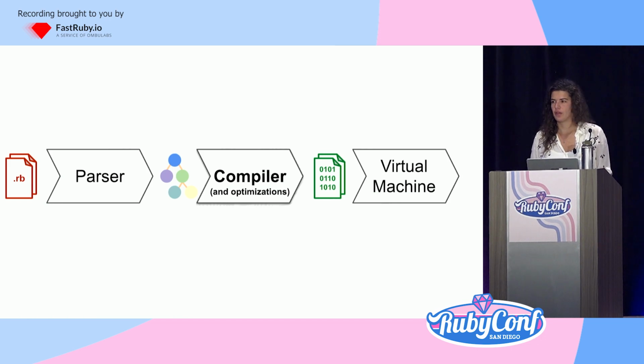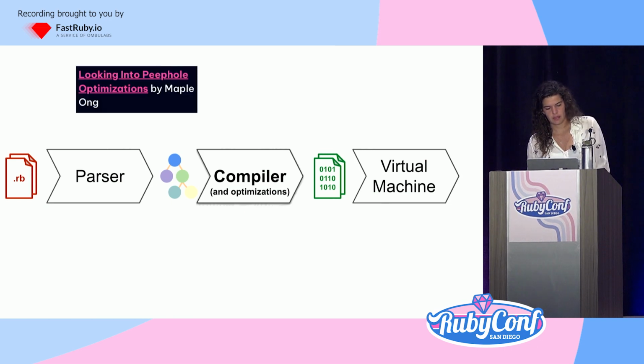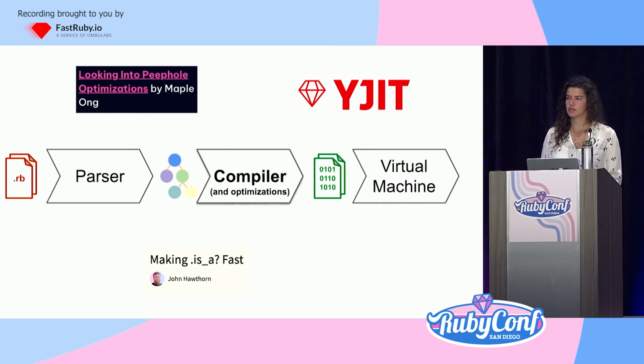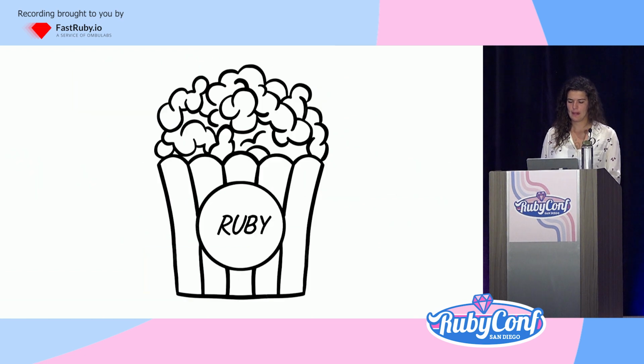And there have been several talks in the past, I think probably more than I can count, about different optimizations within compilers. Just to highlight a few, Maple Ong last year at Euruko talked about looking into peephole optimizations. There's a huge amount of work around YJIT and talks and blog posts and articles. You can learn other interesting things happening within the compiler. John Hawthorne gave a talk at RubyConf Mini last year about making ISeq fast, which goes into several parts of this as well. But the one I want to talk about today is this popped optimization and what it means.